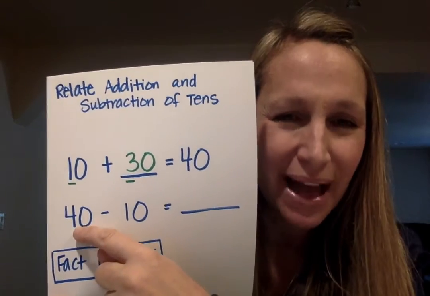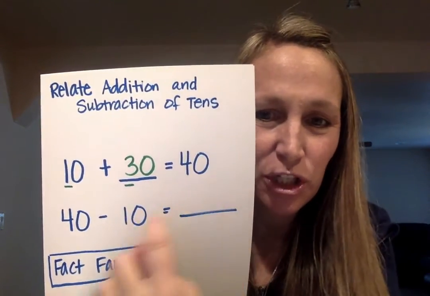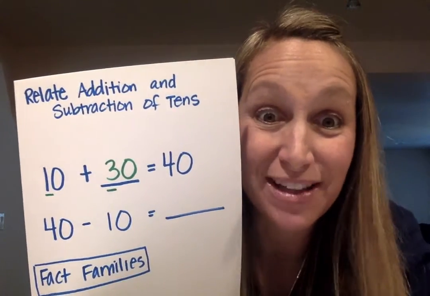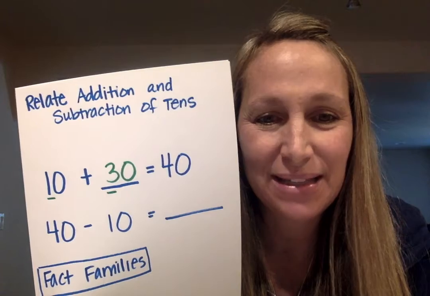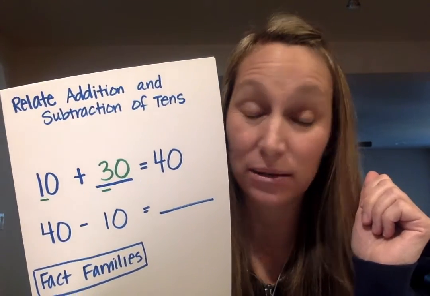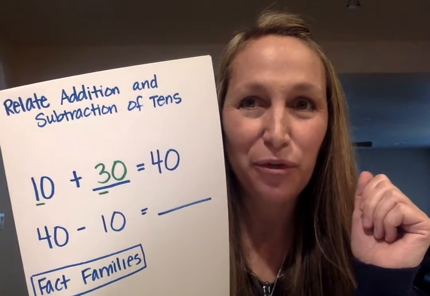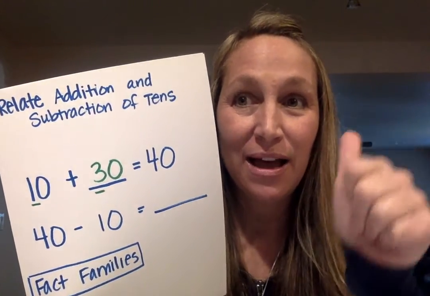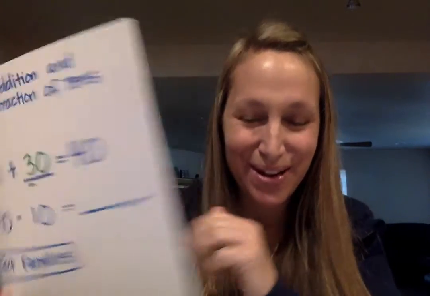But now we have a subtraction problem. If these two relate, which they do, how do they relate? 40 subtract 10. What do you think would be the right answer? We can certainly count backwards by tens. So 40, 30. Yes, so 30 would be there.